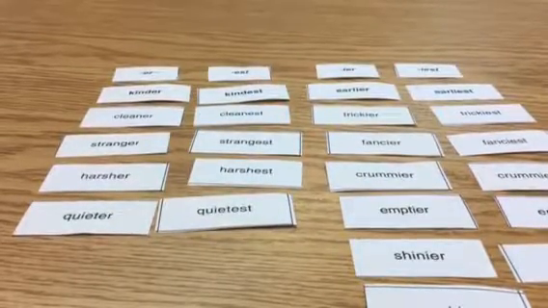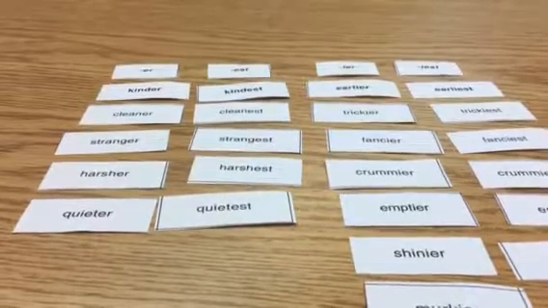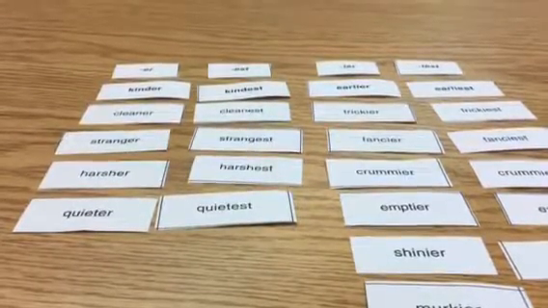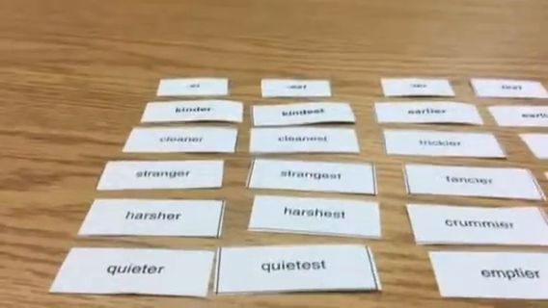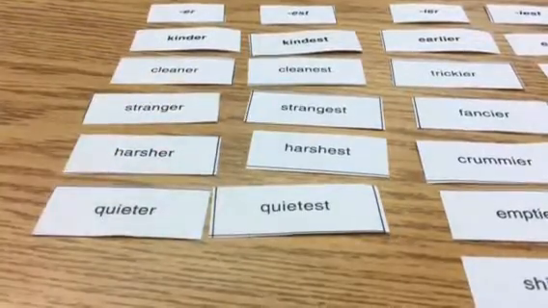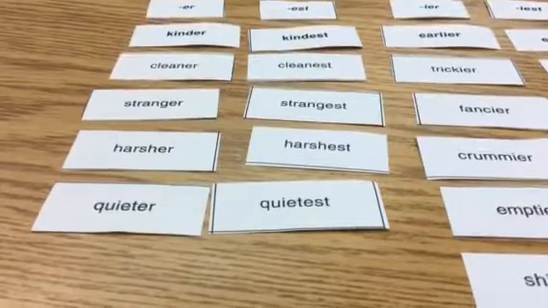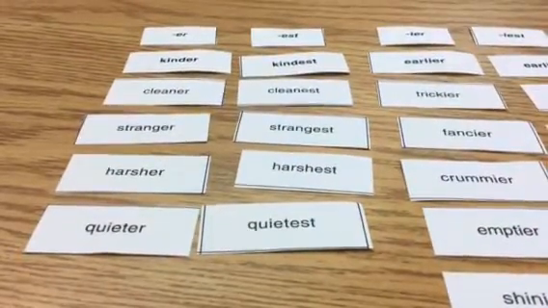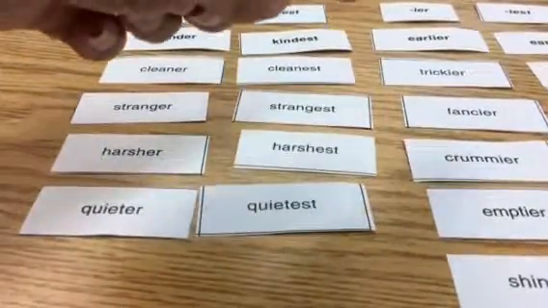Your words this week are going to contain suffixes that make the words comparative. That means that you can compare something from one thing to the other. So with the first two sets of words, you're going to have words that end with ER, such as kinder and cleaner and stranger, harsher and quieter. You can take those words and make it to mean more by changing the ER to EST.